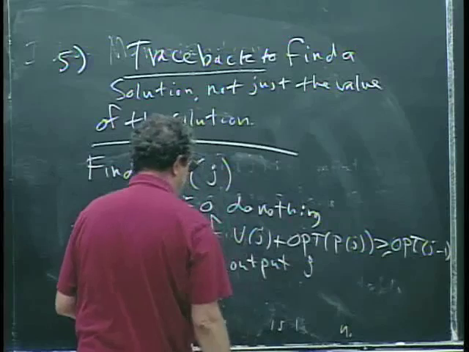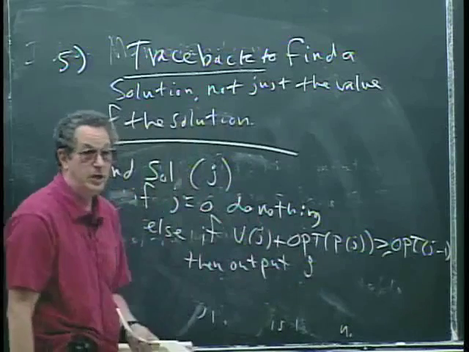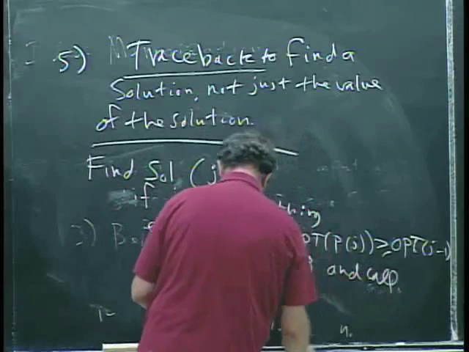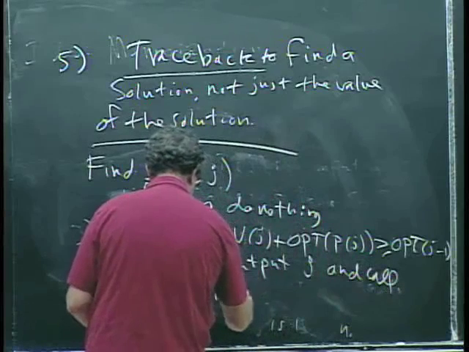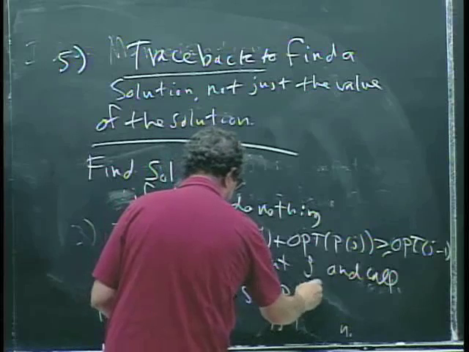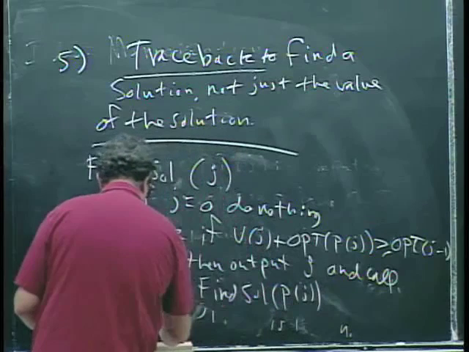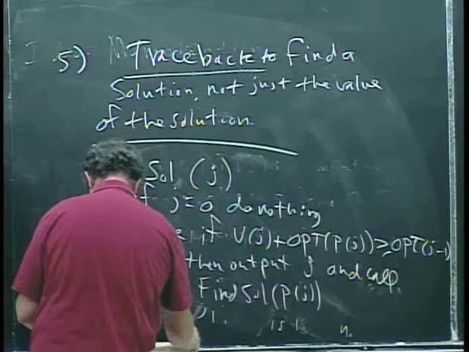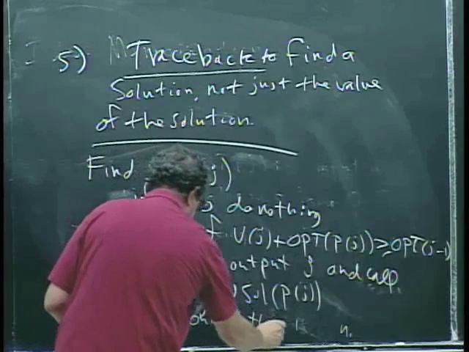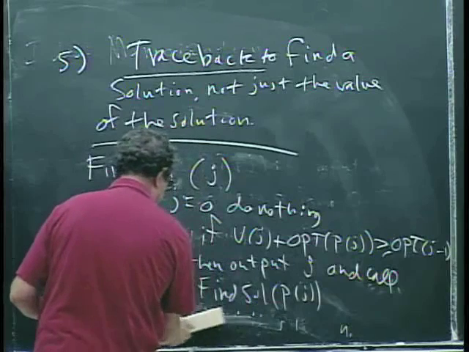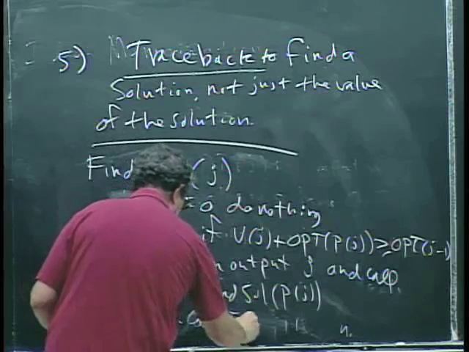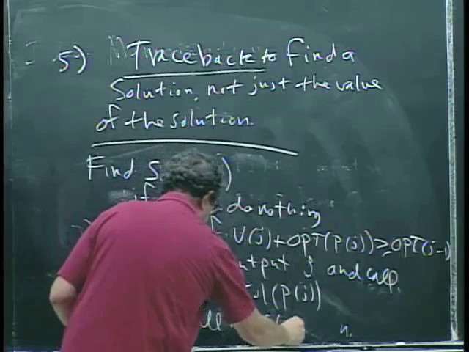output j, you're going to actually use interval j, and call find sol of pj. Else, just call find sol of j minus 1.